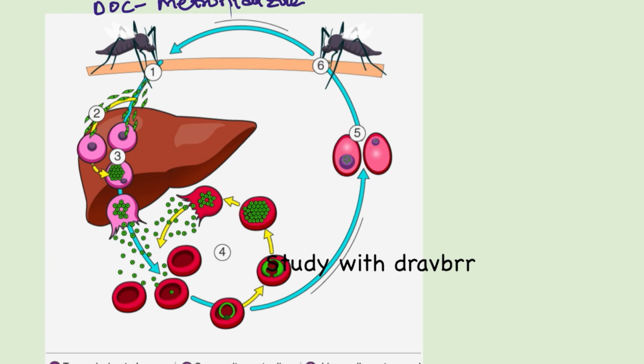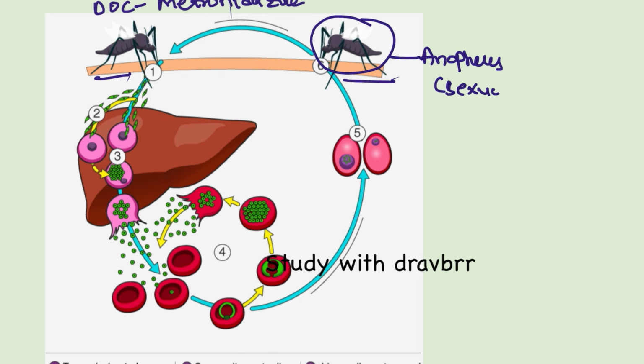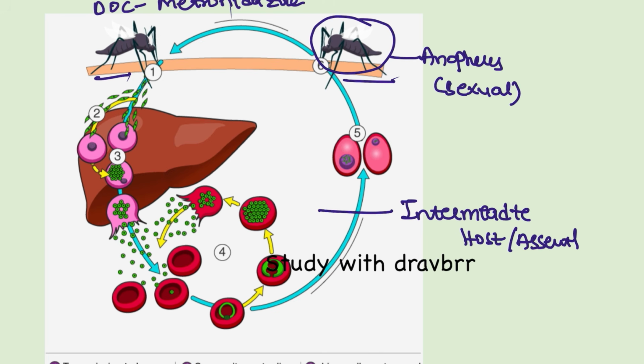Next, coming to the sporozoa. Here you can see the cycle of malaria. In malaria, there are two cycles, one sexual and the other asexual. Asexual is seen in humans, and the sexual stage and the definitive host will be the Anopheles mosquito. The intermediate host, with the asexual stage, is the human.